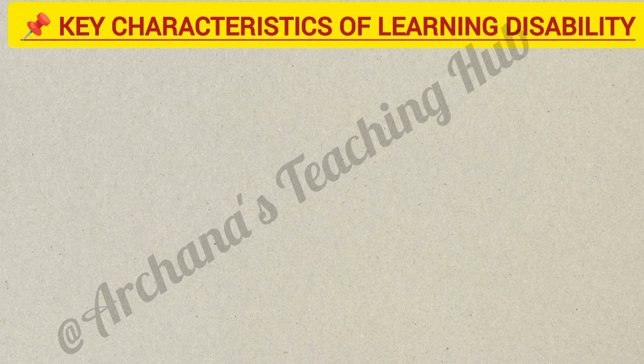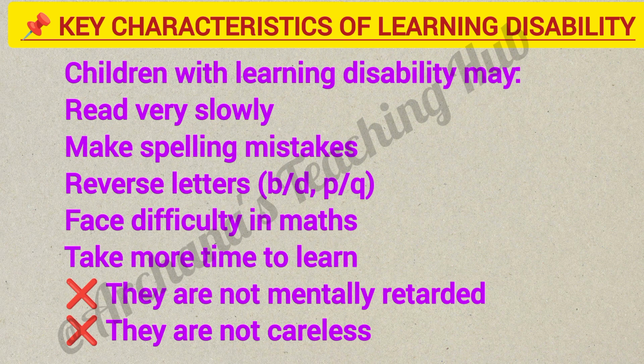Now, key characteristics of learning disability. Children with learning disability may read very slowly, make spelling mistakes, reverse letters like b, d, and p, q, face difficulty in maths, and take more time to learn. They are not mentally retarded, they are not careless.